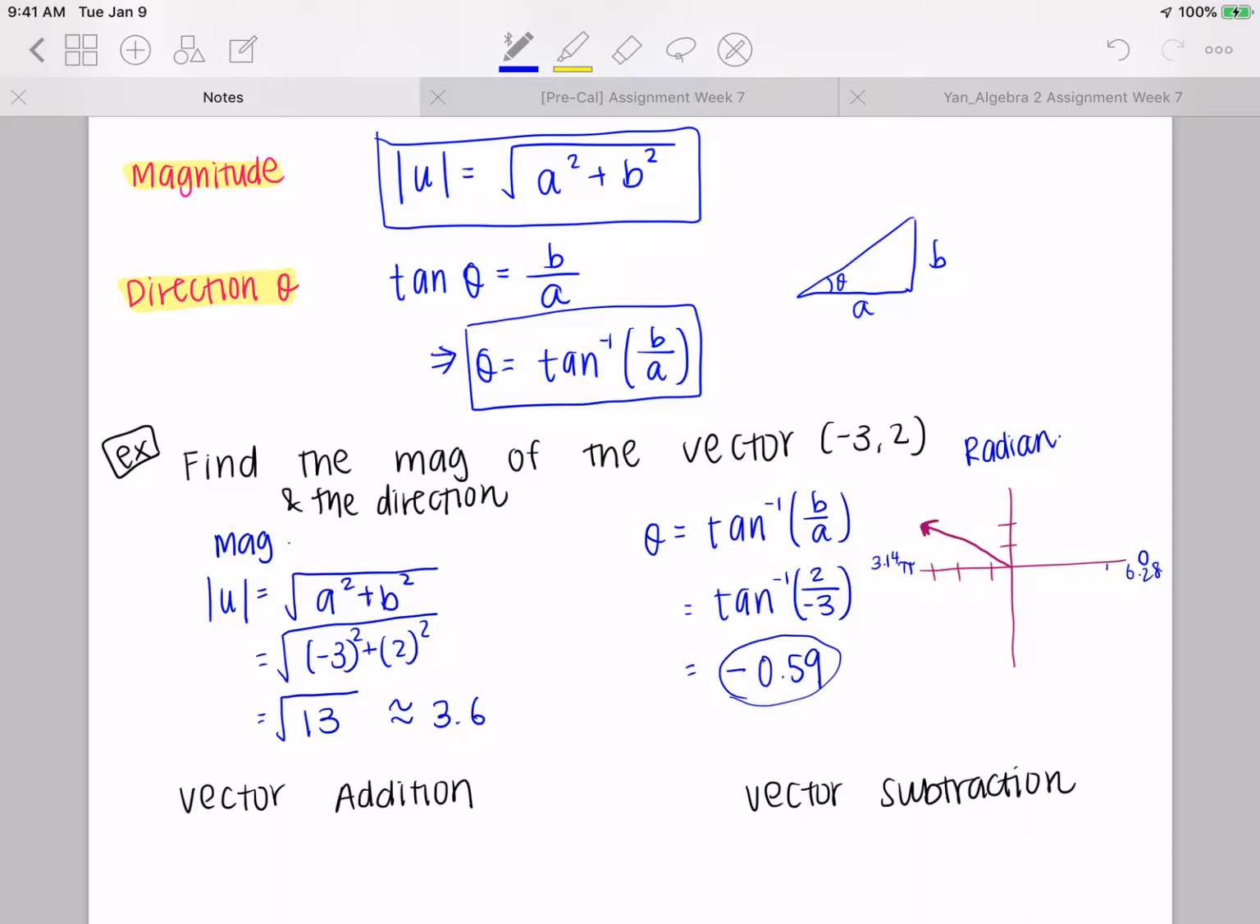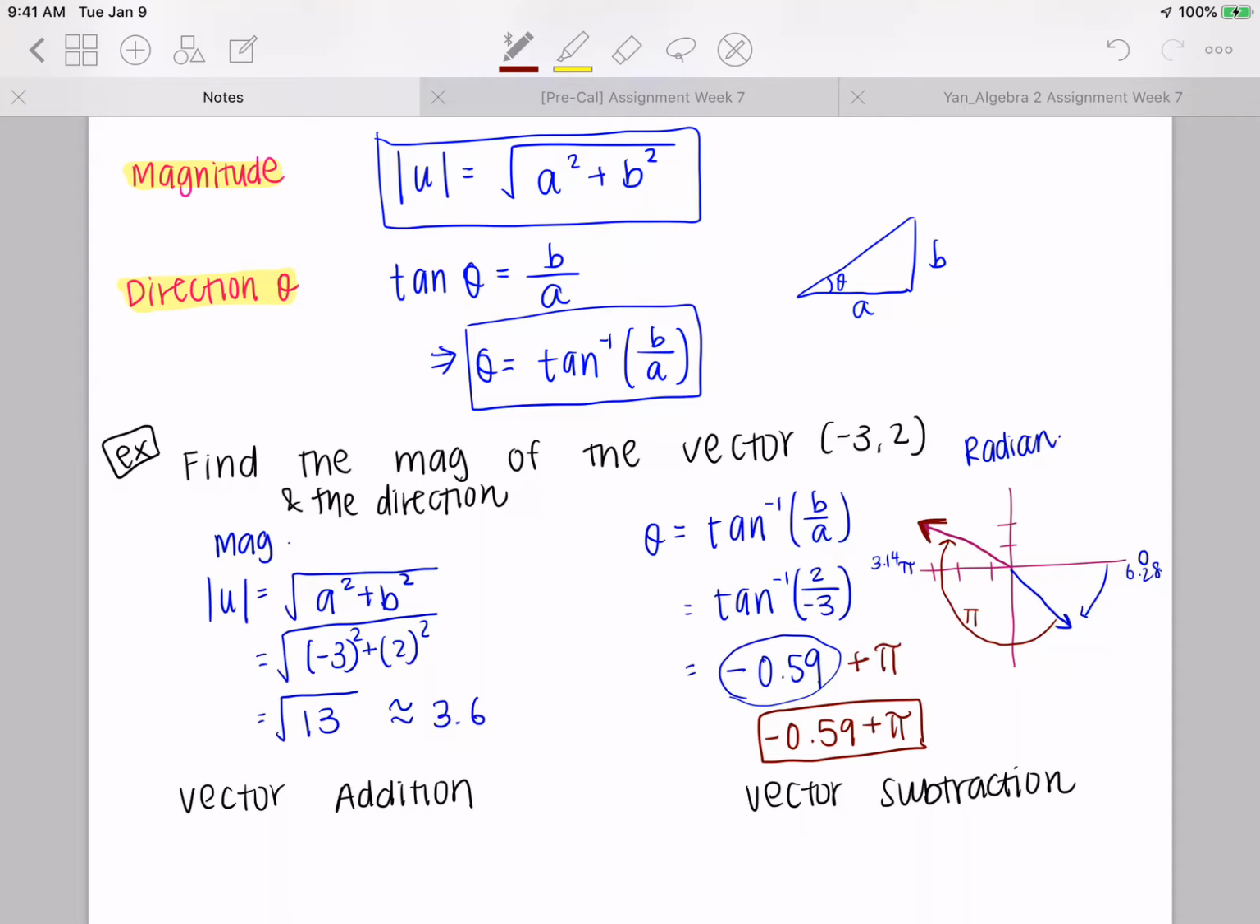I am technically going backward, and it's right here. The answer that I just circled is actually the arrow that's pointing the opposite way. So how do I get my answer to be back on this arrow right here? I would have to add this amount, which is pi. If you add half of the circle to this answer, then you'll get back to negative 3 comma 2. Okay, so our final answer is really negative 0.59 plus pi. That's how we find our direction.